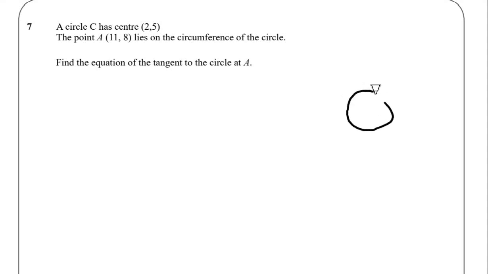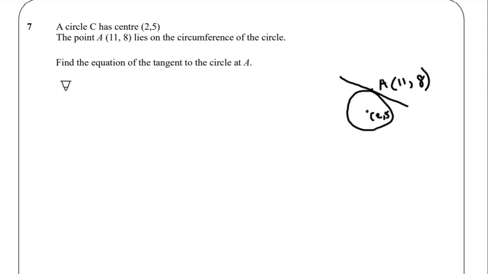So it's a good idea to always sketch what is given. It's given that the center is at (2, 5), and there is a point A on the circumference of the circle, and that point has a coordinate of (11, 8). And we need to find the equation of the tangent that passes through A.